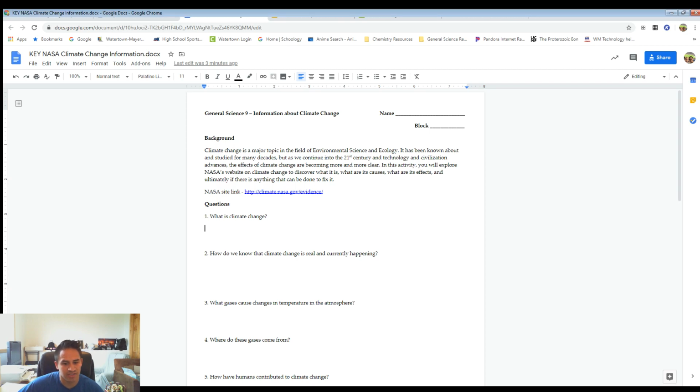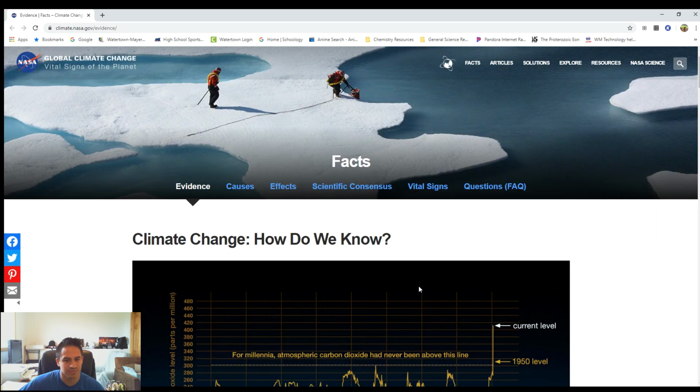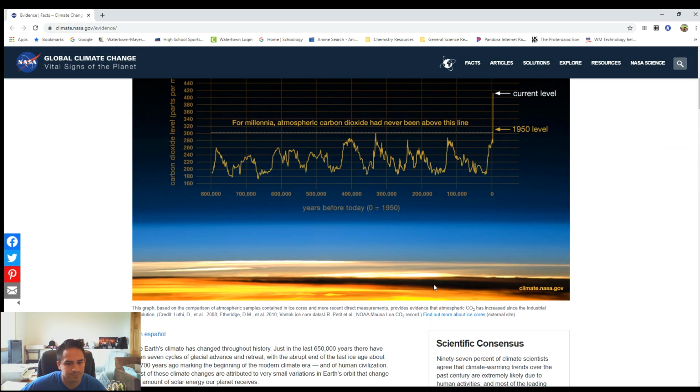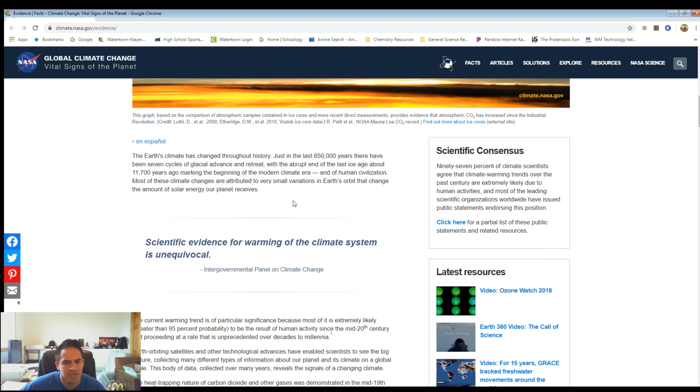Let's take a look at NASA's website and see what they have for climate change. So let's scroll down. It says here, the Earth's climate has changed throughout history. Just in the last 650,000 years, there have been 7 cycles of glacial advance and retreat, with the abrupt end of the last ice age about 11,700 years ago, marking the beginning of the modern climate era and of human civilization. Most of these climate changes are attributed to very small variations in Earth's orbit that change the amount of solar energy our planet receives.